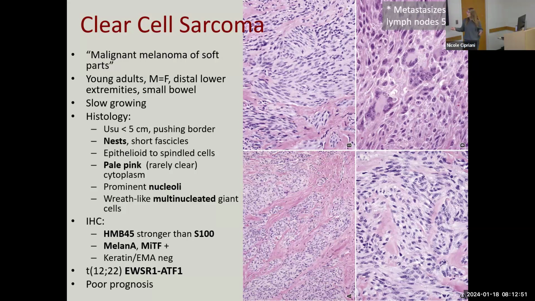But lo and behold, it doesn't have the same genetics as melanomas, right? These have EWSR1-ATF1 rearrangements. They don't have the characteristic BRAF, NRAS, et cetera. They don't have sun exposure. They're deep, right? And they tend to be also in younger patients that are not of a melanoma age, really.